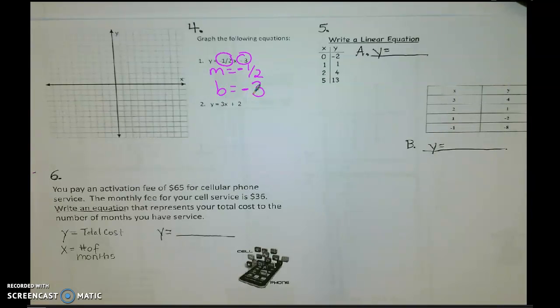So we begin with the y-intercept. 1, 2, 3. And then we move with m. Negative 1, 2. So negative 1 means down 1, right 2.